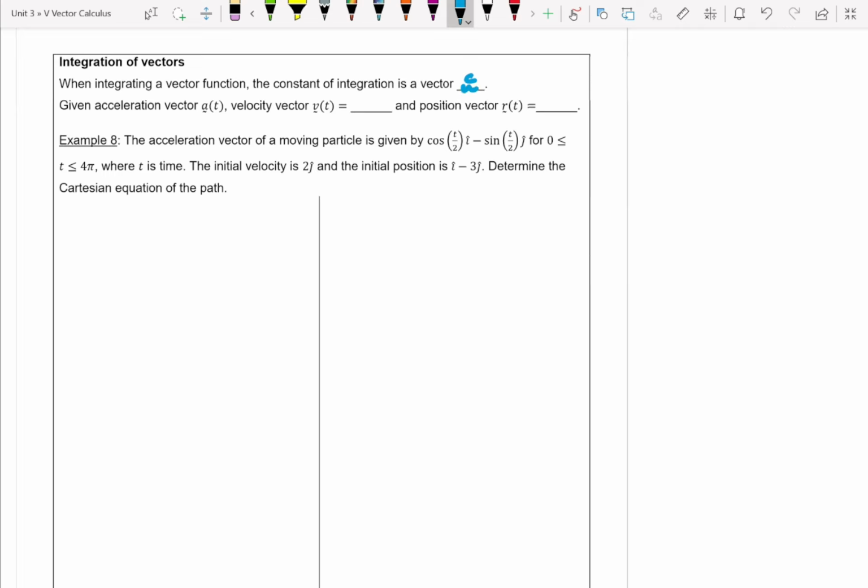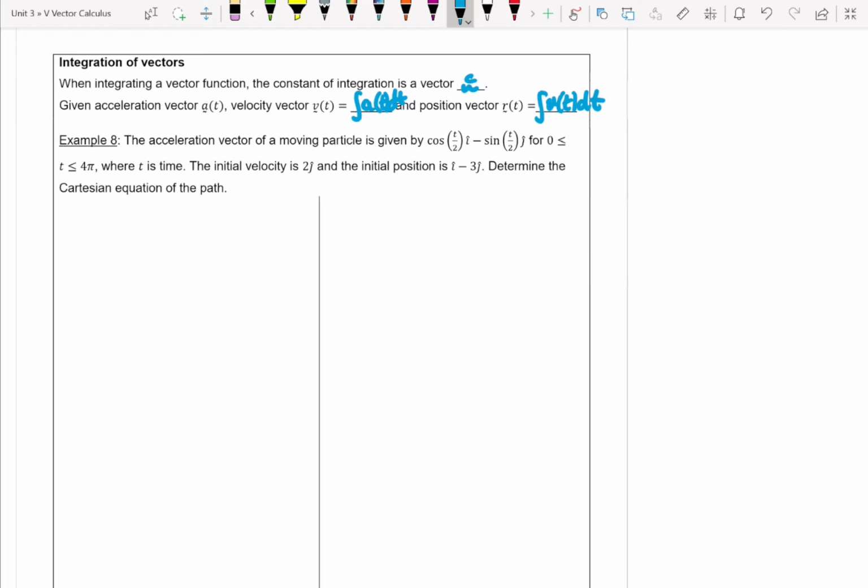And we have this relationship between acceleration, velocity, and position vector. Because they're derivatives of each other, we can also use integration to find the other components, going from acceleration to velocity, etc. So velocity is just the integral of acceleration with respect to time, and position is the integral of velocity with respect to time.